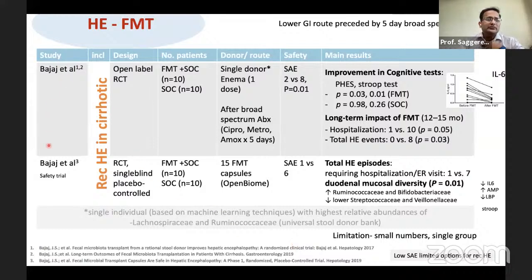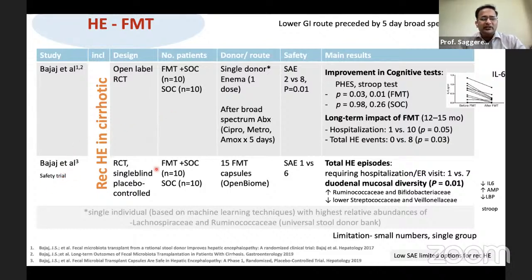Based on this, Professor Bajaj et al. have published 2 very nicely conducted trials. The first one was an open label RCT, where FMT plus standard of care, lactulose and rifaximin, was compared with the standard of care without FMT. A single donor was used based on the microbial richness of lactobacillus and ruminococci. A single dose of enema was given after 5 days of broad spectrum antibiotics, and they could see improvement in the cognitive tests, PHES and the Stroop test. Additionally, there was a long-term good impact over 12 to 15 months with very low hospitalization rates, and the total number of HE events were almost null at more than one year follow-up in patients who received FMT. This was a very small pilot study, 10 patients only, but still it's a wonderful result.